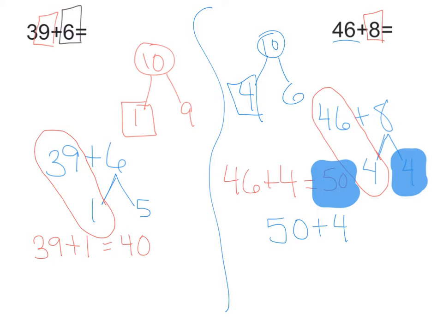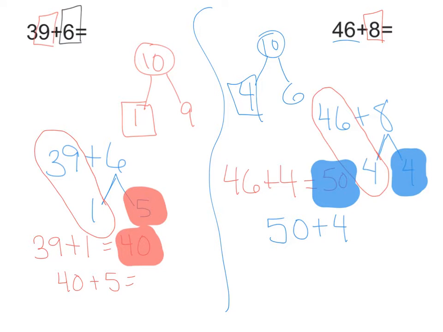4. Your turn. On your board, you need to take your newfound group of tens here and add it to your remaining ones from the original problem. Please write the number sentence that will show this step. Pause the video, start it again when you're ready to continue. Great. You should have ended up with 40 plus 5.